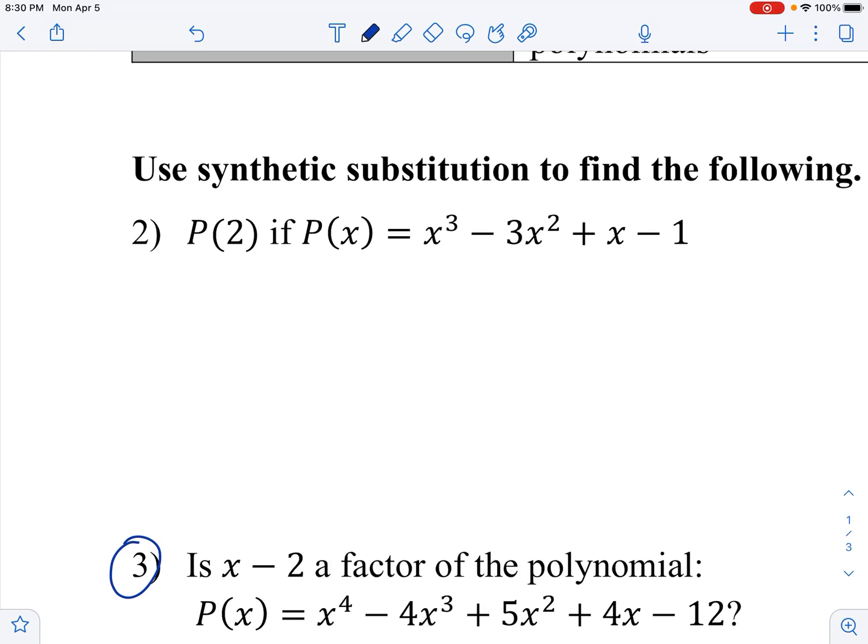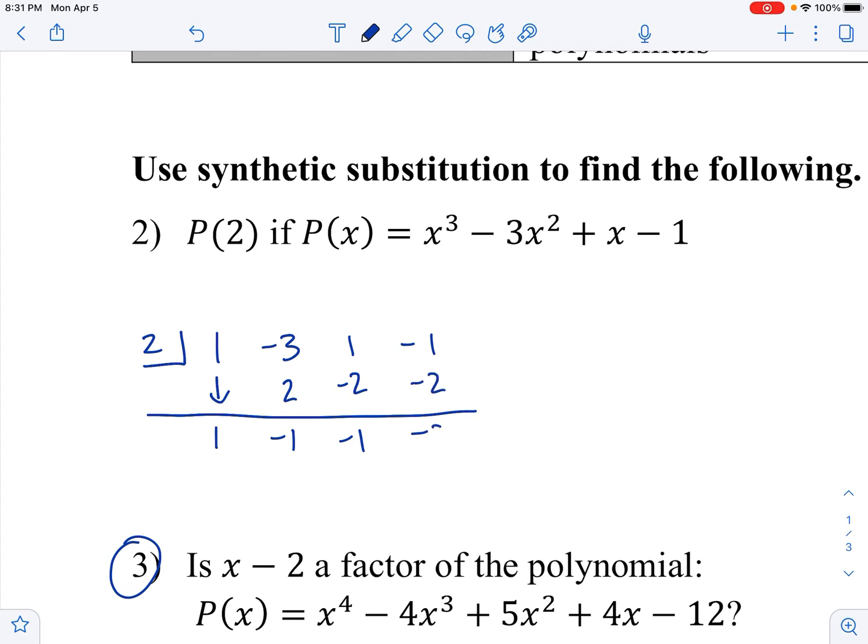The value of P of 2 is going to be the same as when I divide this polynomial by x minus 2. So 2 is already your answer when you set that equal to 0. All right, so let's do that. I have 1, -3, 1, -1, and in my box goes just 2. It's just the same as your number you're plugging in. I'm going to go through my synthetic division here. I have 1, 2, -1, -2, -1, -2, and my remainder here is -3.